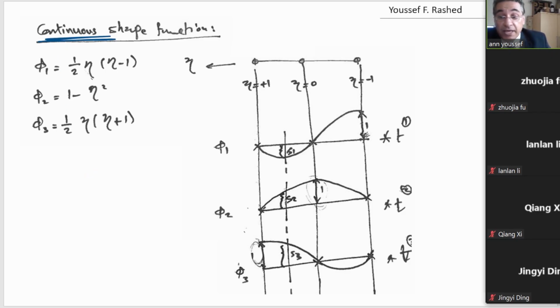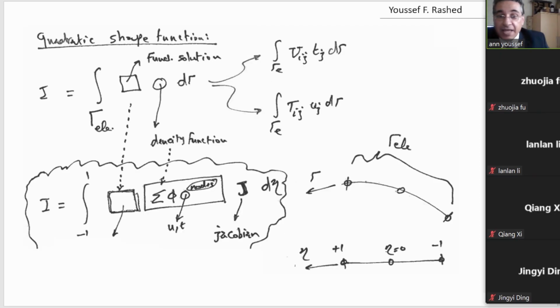Okay? When we talk about the continuous shape function, remember we have phi 1 equal to 1 at the first node and 0 at the other nodes. And when we have phi 2, we have phi 2 equal 1 at the second node, and we have zeros at other nodes. When we have phi 3, it is equal 1 at the third node, and we have zeros at the other nodes. They should look like this. Okay?